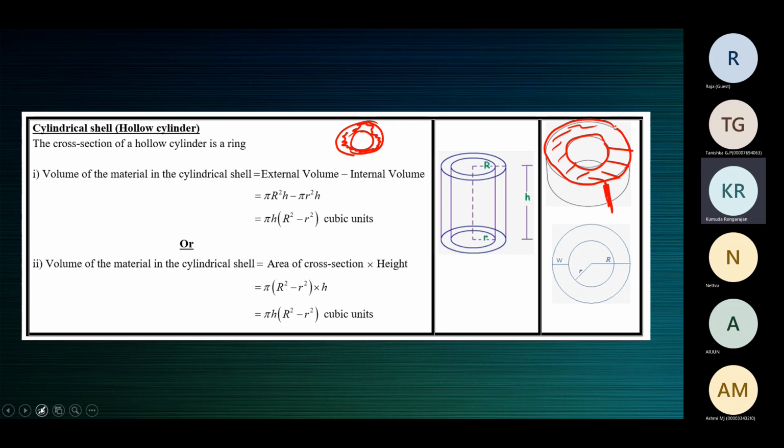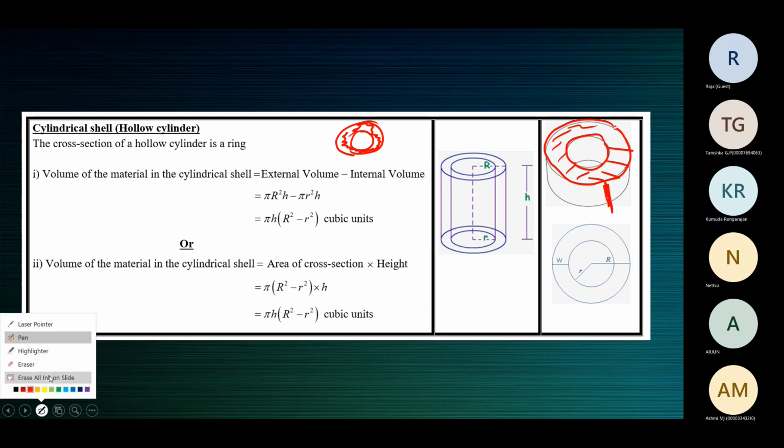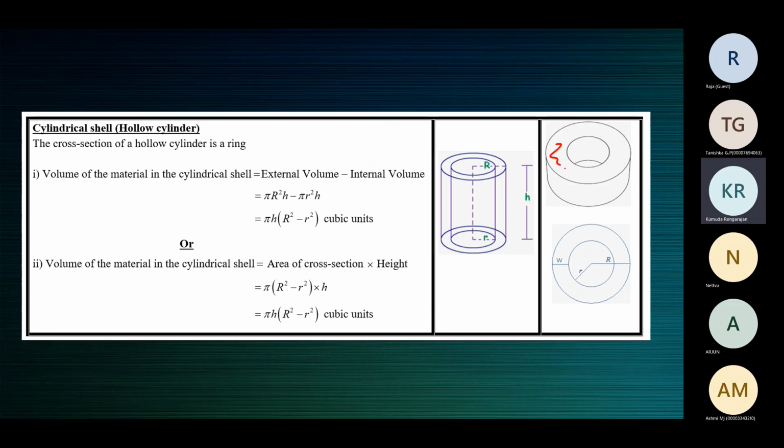The volume of that material, that is that sellotape, this thick material, is pi R square h minus pi r square h, wherein pi h is common: pi h times (R square minus r square) cubic units. Or you can interpret the volume of the material as the area of the uniform cross section into height, because this one has a uniform cross section.